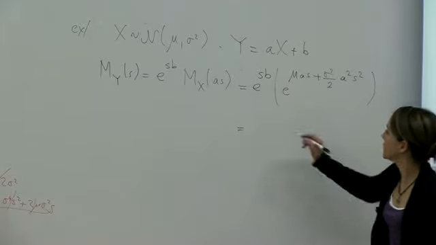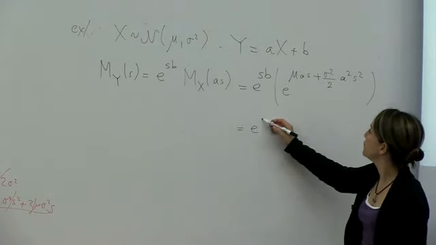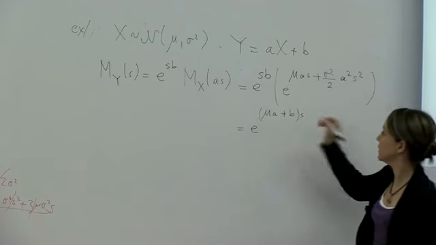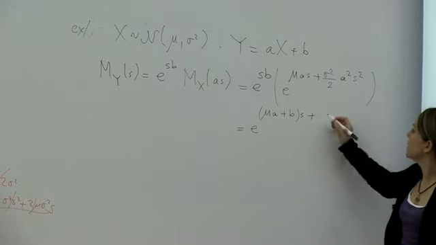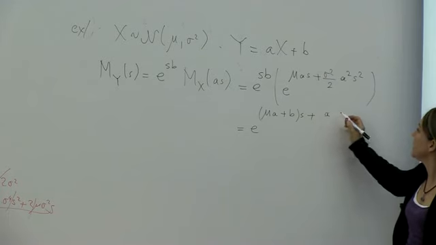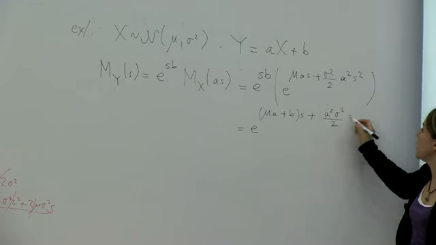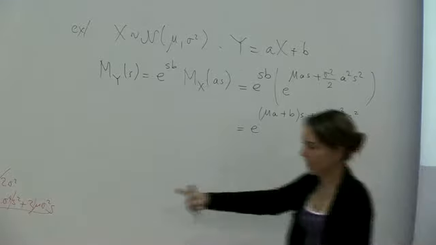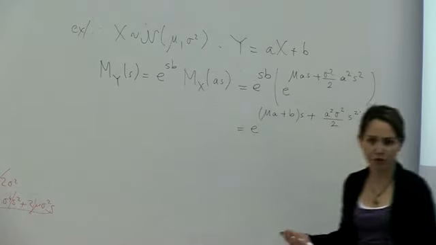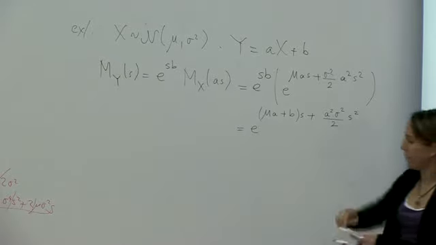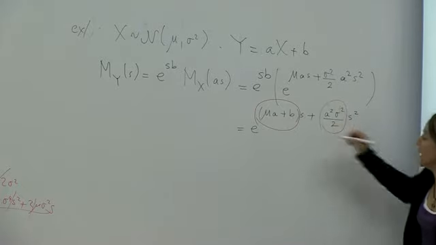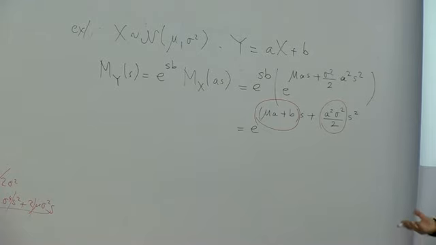Let's multiply out and collect the terms. E to the mu a plus b s, plus a squared sigma squared over 2 s squared. What is this? This is in exactly this form. It's a Gaussian with the mean equal to a mu plus b and variance equal to a squared times sigma squared, which is a result that we knew from earlier computations.